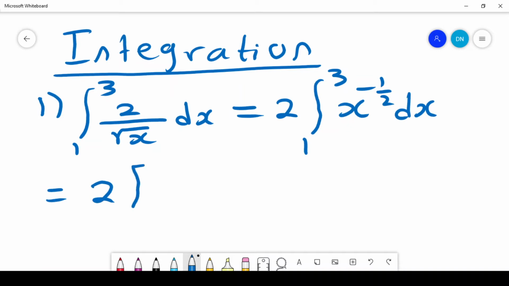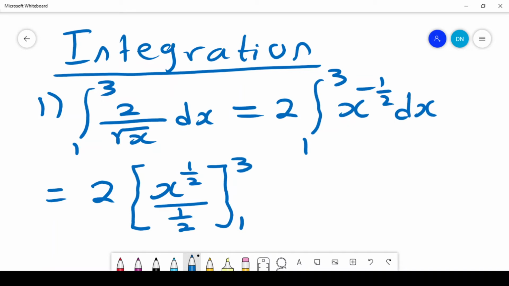And the integral rule says, what do I do to the power? I increase the power by 1. So negative a half plus 1 is a half. So it is x raised to power half. And then I divide by a half. And then I put the limits of integration. And you've seen that I've not put in the constant of integration because I did not see the need to do so.